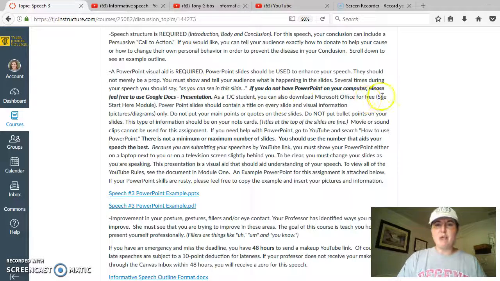If you don't have PowerPoint, just a real quick note, you can use Google Docs, or as a TJC student, you'll all have free access to Microsoft Office. And so if you don't have Microsoft Office, you should definitely download it. See the Start Here module for information on that.